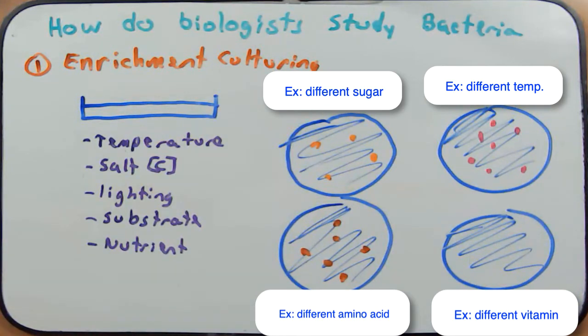This is really useful in identifying bacteria that grow in certain environments, because we can take these bacteria off and study them in a variety of different ways. But this is where the problem comes, and that is this only identifies culturable species.